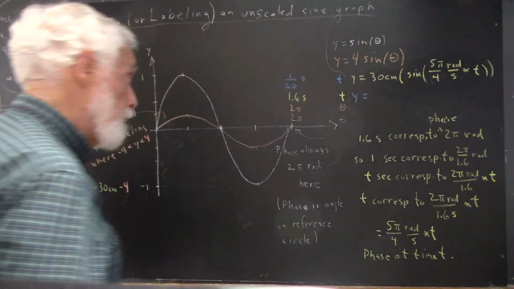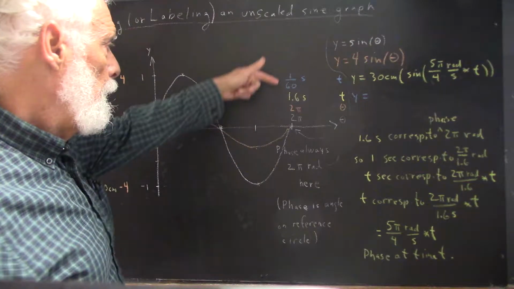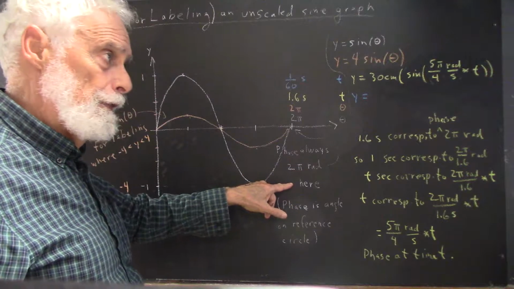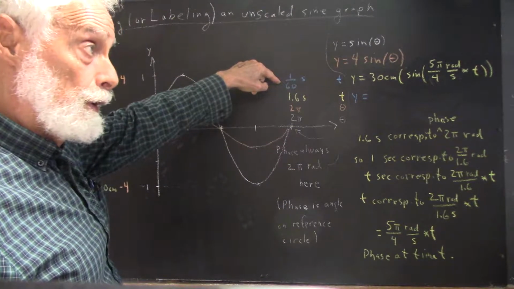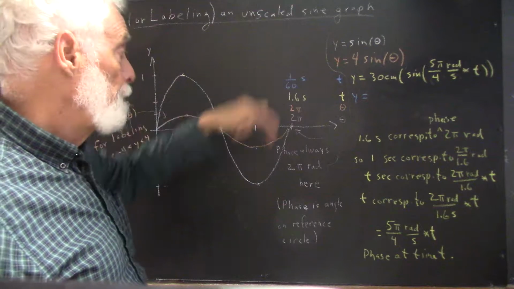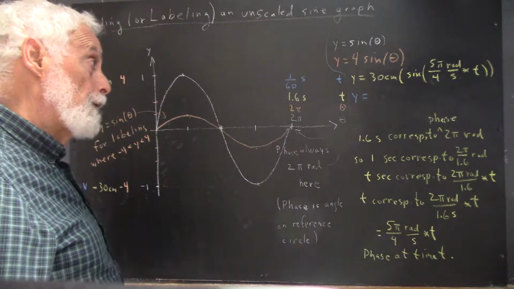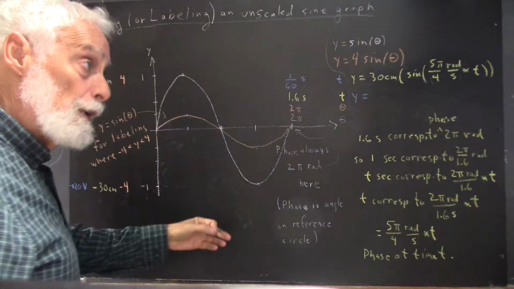So let's look at another example. I have 1/60th of a second here at the 2 pi phase, which means that this cycle, according to this labeling, requires only 1/60th of a second. Now that corresponds to the voltage that's supplied to your house by the power company. It's 60 cycle voltage, 60 cycle power.